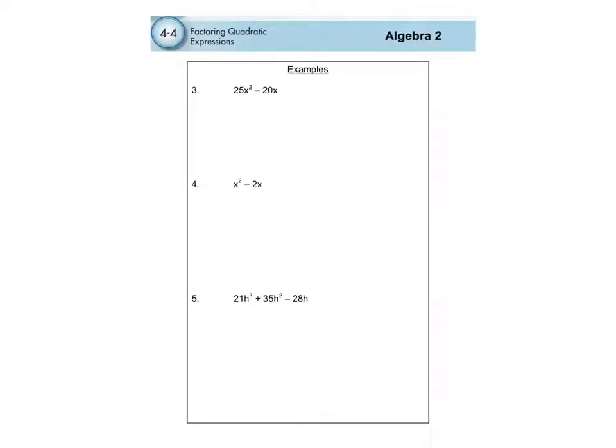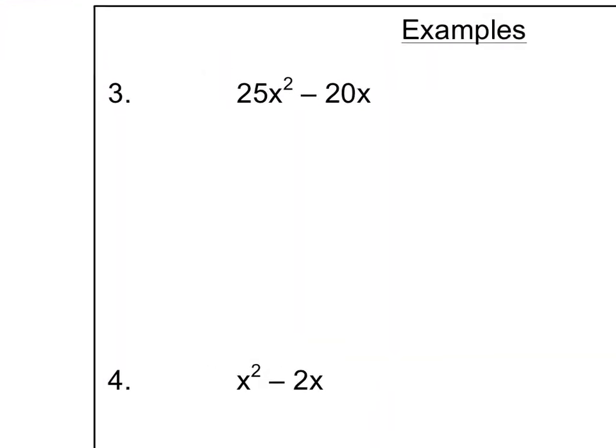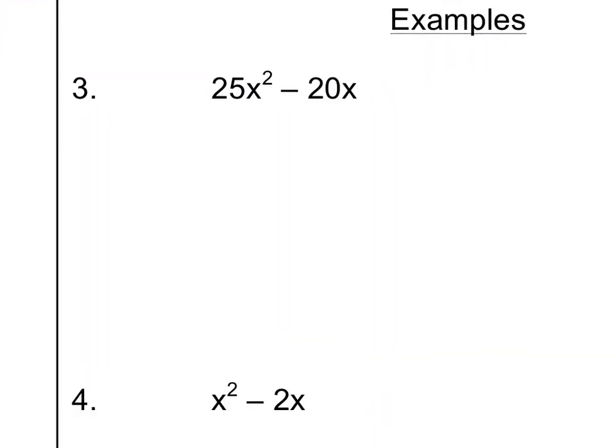Okay, two more examples I want to look at here on this set. And this example here, example number 3. So I'm looking for what is the biggest number that goes into 25 and 20. That happens to be a 5. They both have x's. The lowest number of x's is to the first power, so I'm going to at least take out one x from everything.